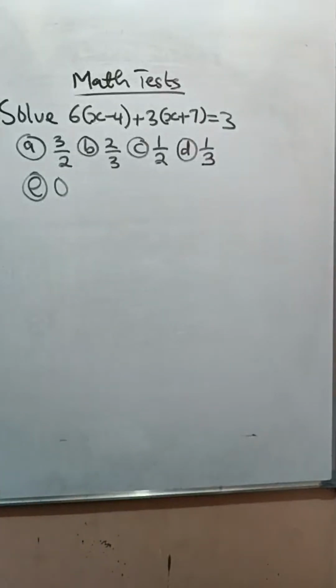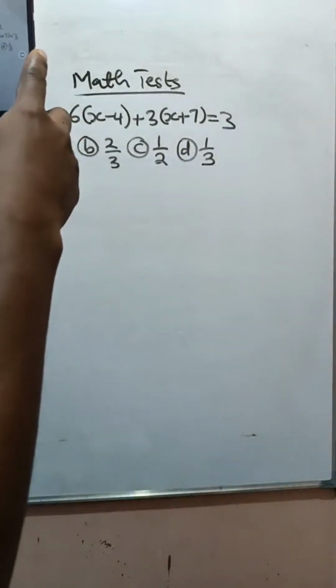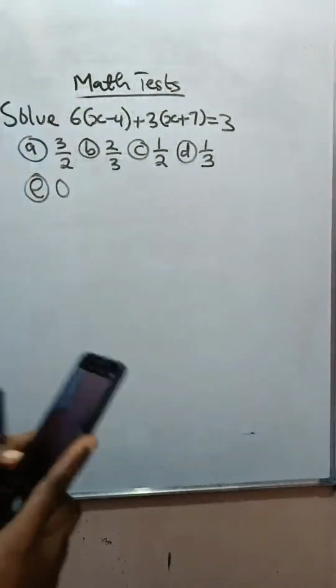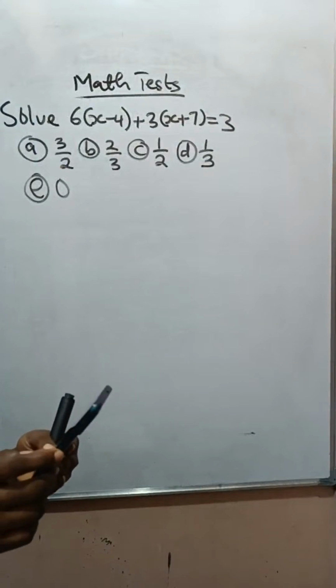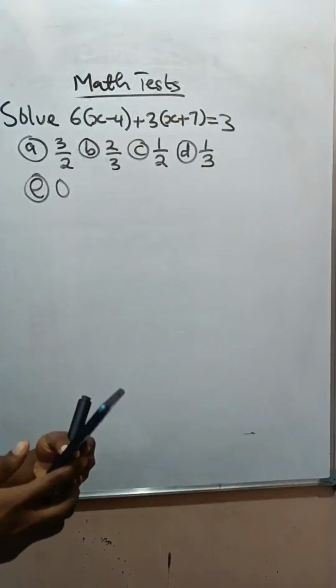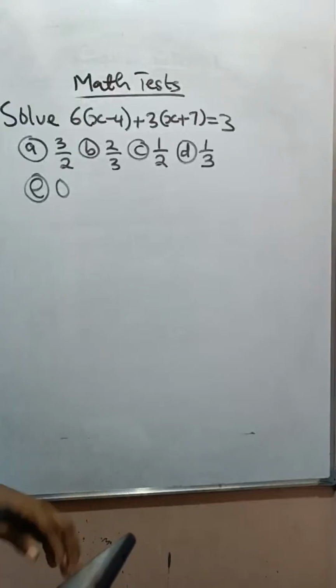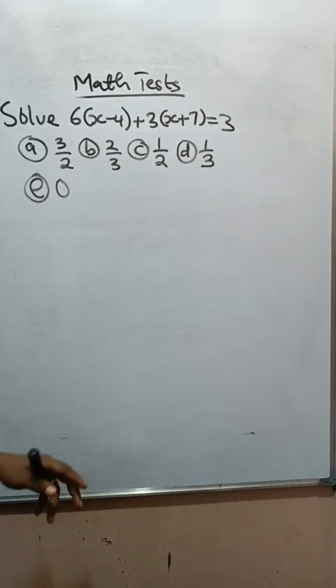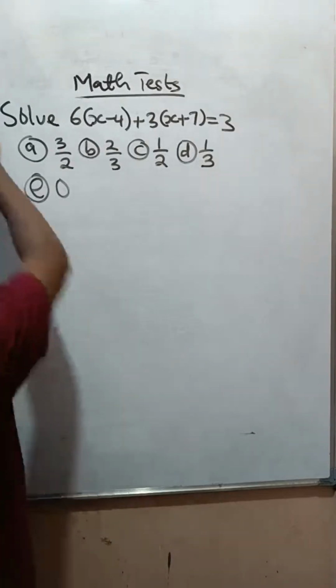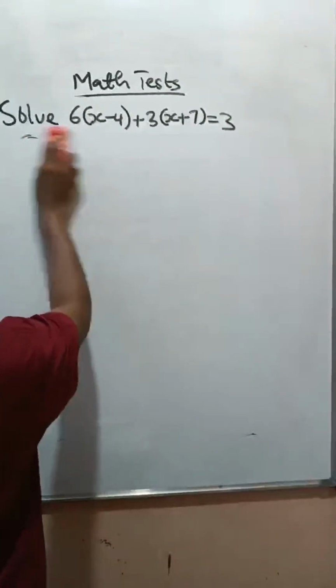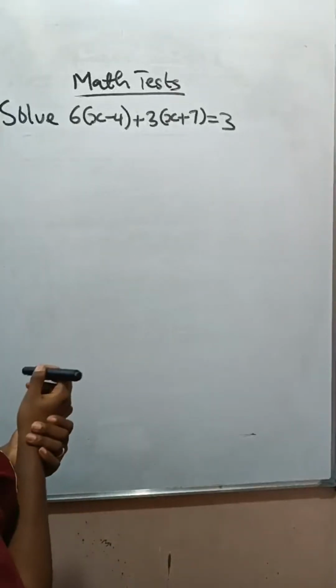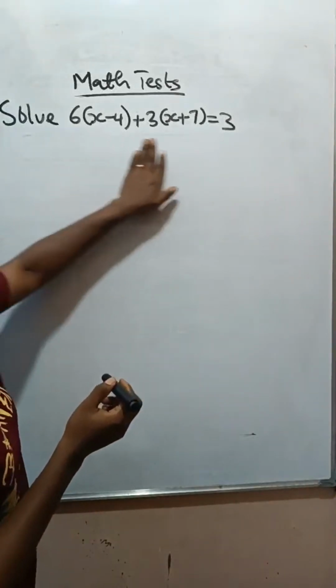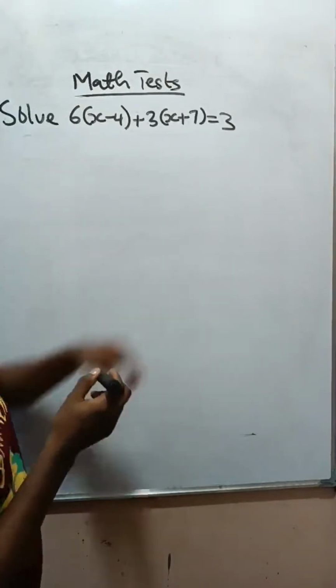Okay, now let's solve it together. So this is the question. Permit me to snap it as usual. So this is the question. All right, now the answer to the question is this. First of all, Johnny says it's B. That is 2 over 3. Okay, in this case, we have something like this. Let us expand. That is the first thing.